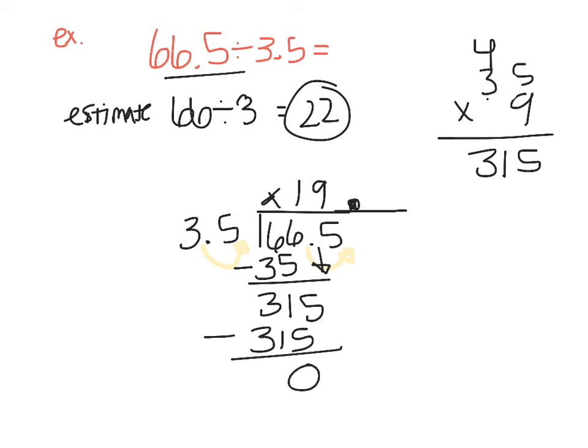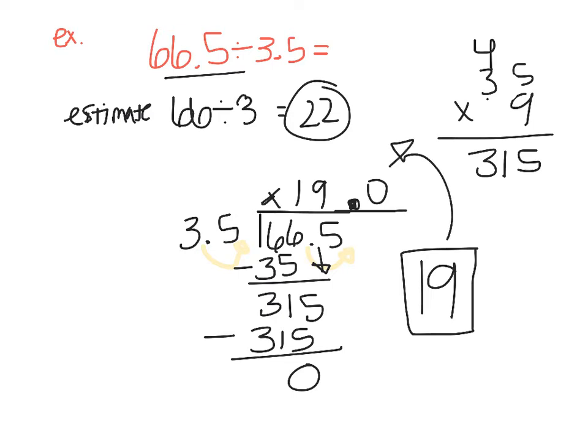When I subtract that, that's 0. I don't have any other numbers to bring down here, so my answer is 19.0, or just also known as 19. Was 19 close to my estimate? Yeah, it was pretty close. So that means I got it correct.